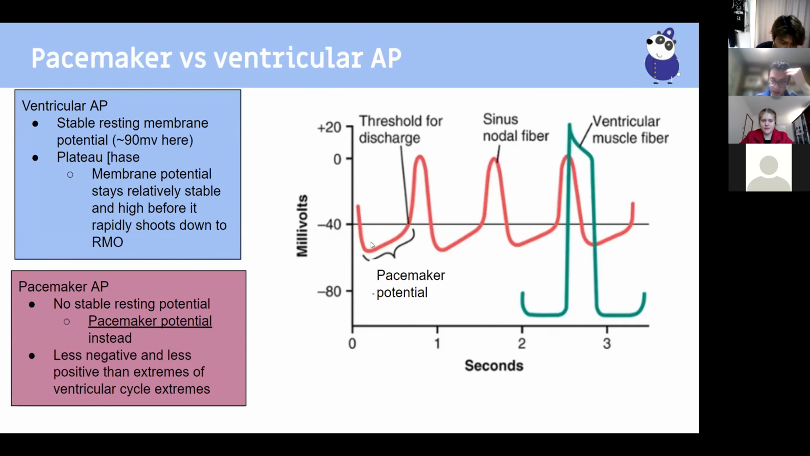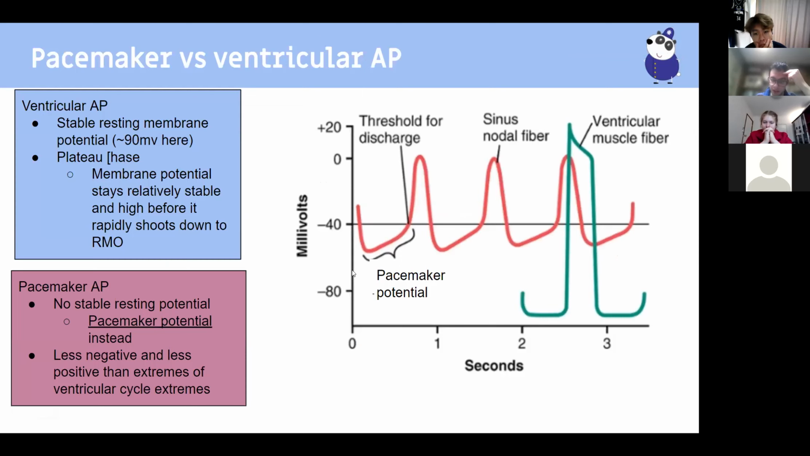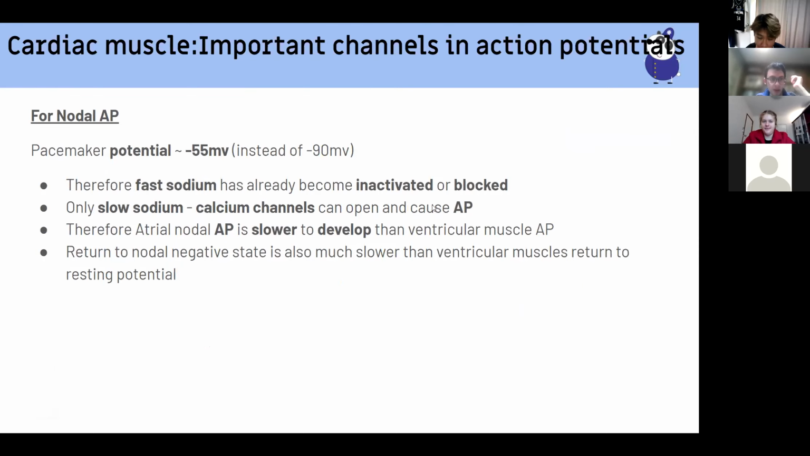the depolarization occurs. So only slow sodium and calcium open and cause action potentials, which is why it's a slower process and why atrial nodal AP is slower to develop than ventricular. The return to the nodal negative state is also much slower than ventricular muscle returning to resting potential. So this gradual decline is much slower as well.